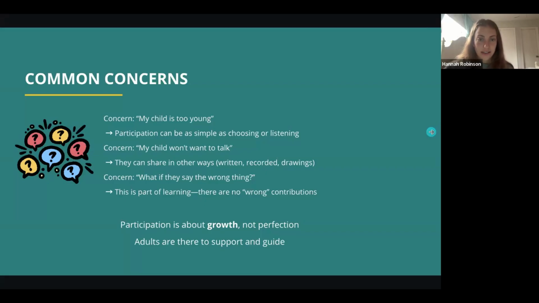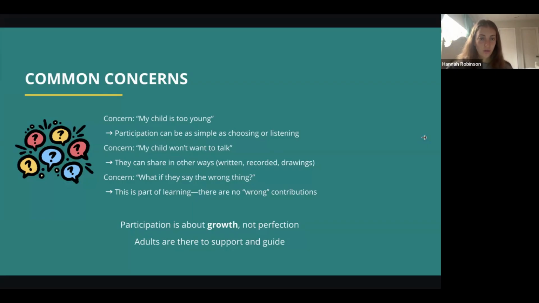Another concern is my child won't want to talk. And they can share in other ways. As mentioned, students can write down what they want to share. They can record something beforehand, or they can draw out what they might want to share to their team. Any form of communication is open, and participation in whatever form is encouraged, in whatever way feels most comfortable to them.